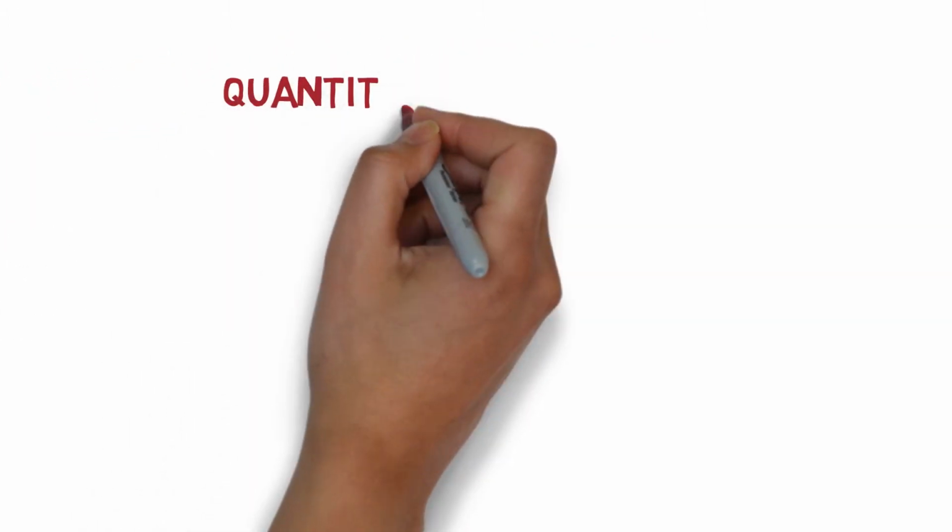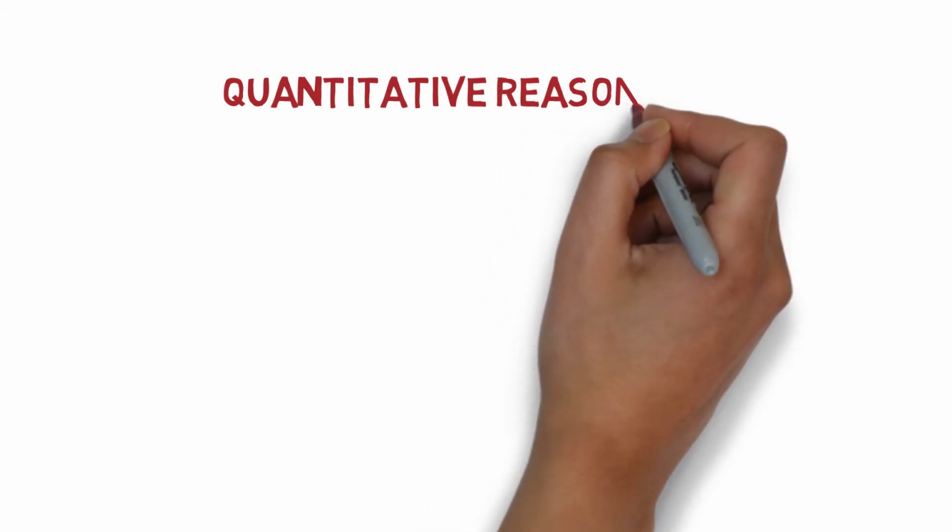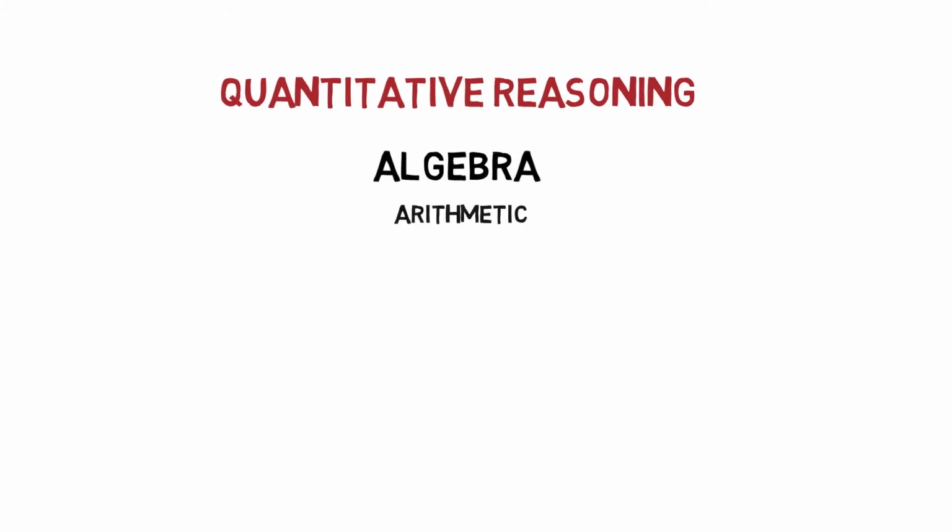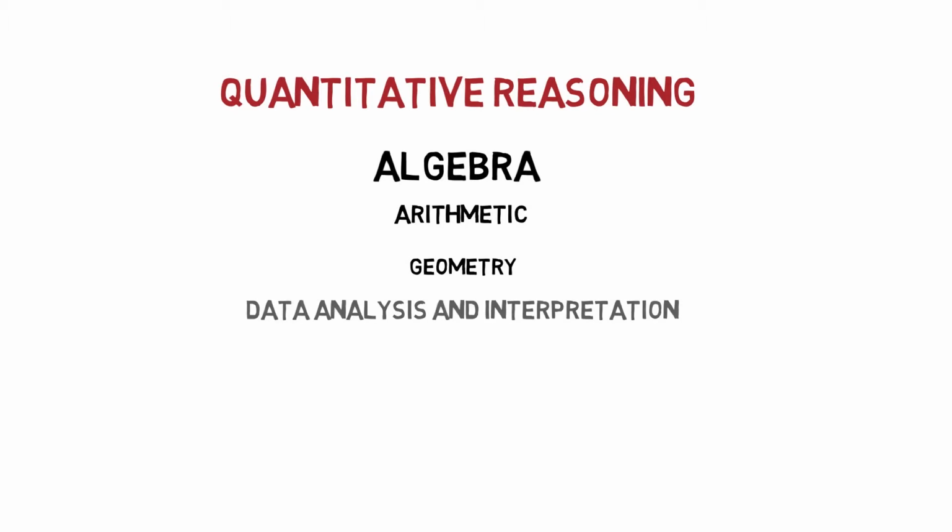Next is the quantitative reasoning section, which will test your basic mathematical skills and your understanding of basic mathematical concepts. The questions will cover various concepts from algebra, arithmetic, geometry, and data analysis and interpretation. The questions will be of high school level. Talking about the difficulty, test takers have usually found the verbal reasoning section of higher difficulty when compared to quantitative reasoning.